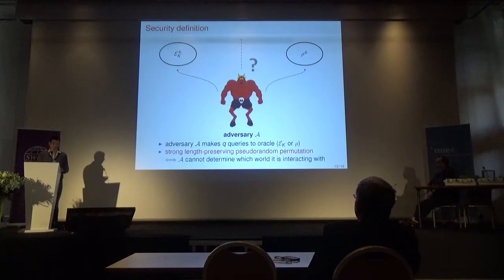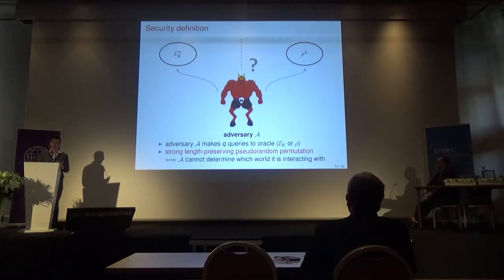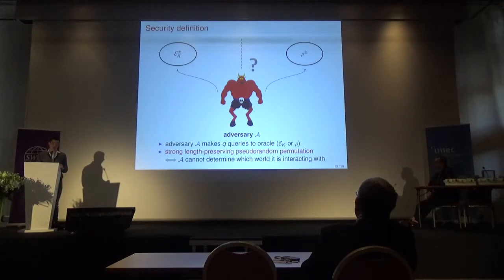After its communication with the given oracle, he needs to say which world he is interacting with. If he cannot do that, we can say that the proposed construction is a strong length-preserving pseudorandom permutation. And note that the advantage of the adversary to distinguish the proposed construction from random depends on the number of queries Q. So if the value of Q increases, then his advantage will increase too.